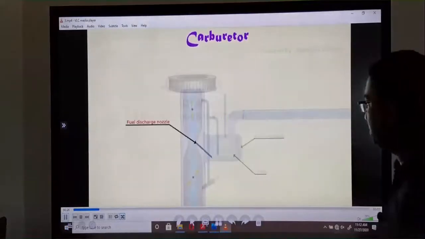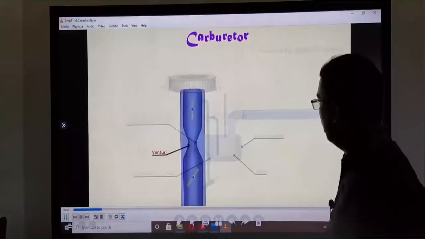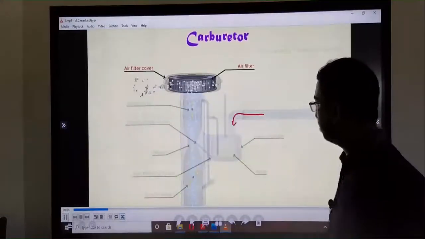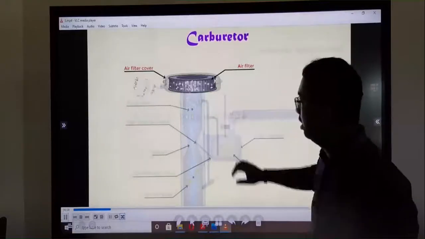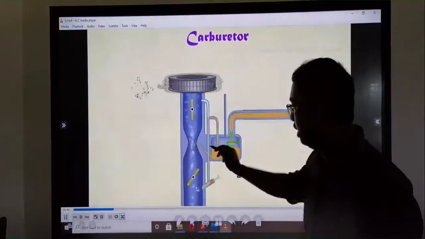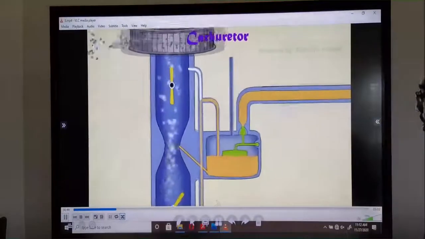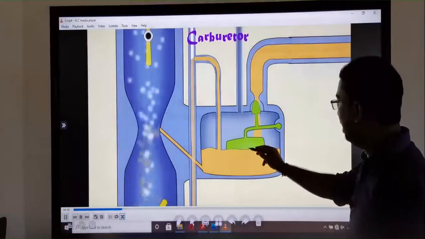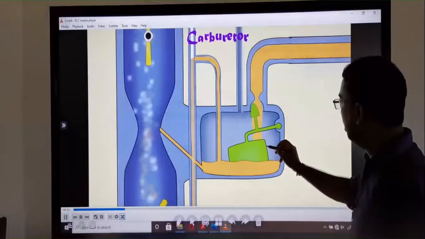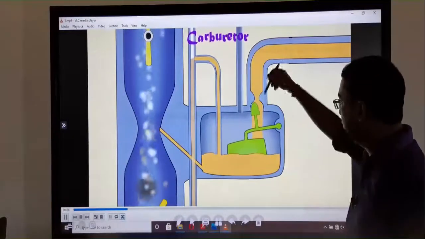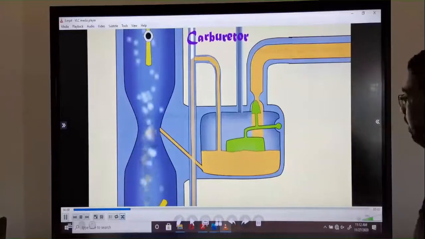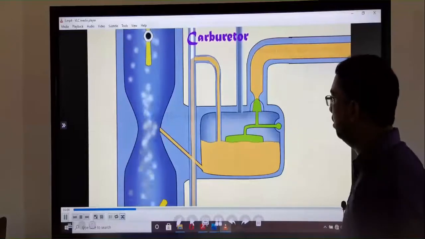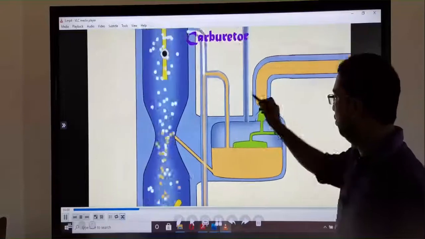So you can see here, I already told there is a float chamber. The fuel comes from the tank. This is a choke valve, this is a venturi. You can see the fuel, when the level has decreased, this valve is open, so the fuel comes into this chamber. When the fuel level is high, this is closed by this valve. Okay, this is the work of this float arrangement.